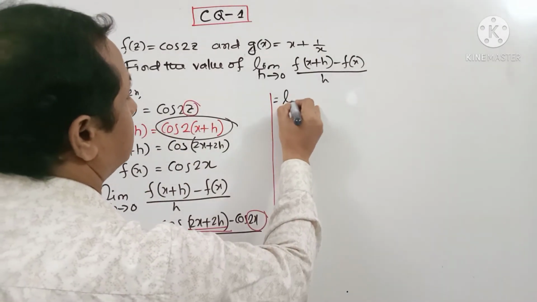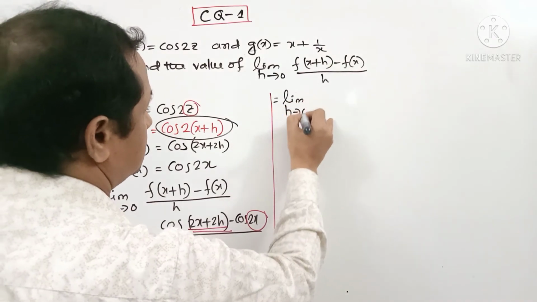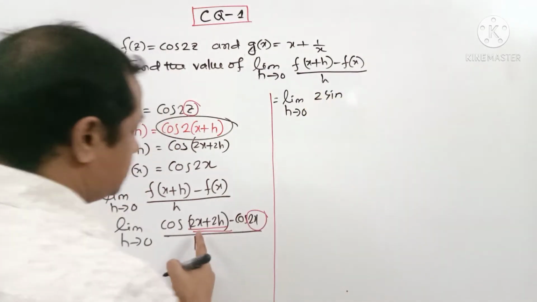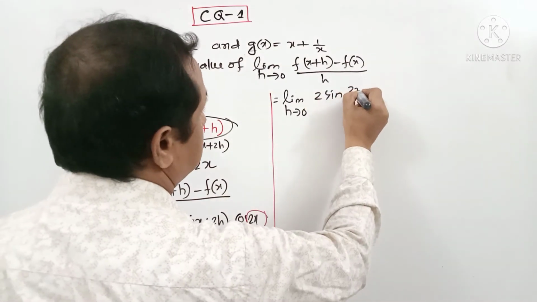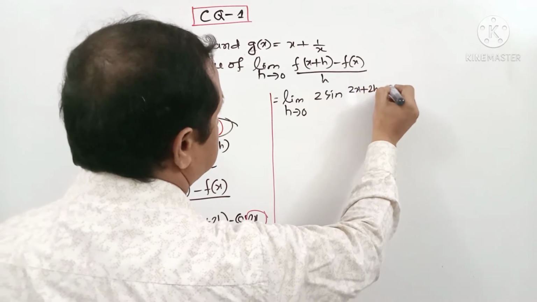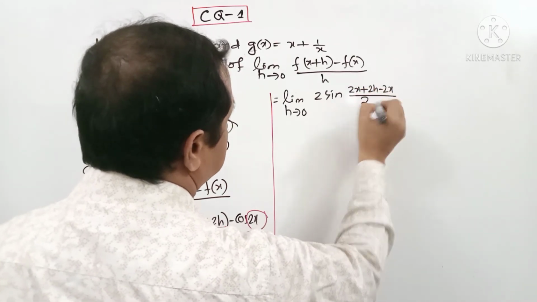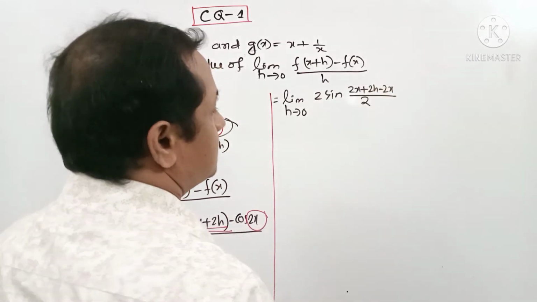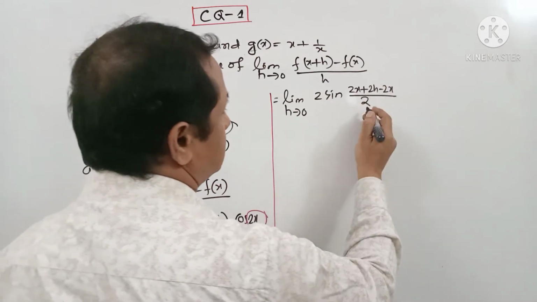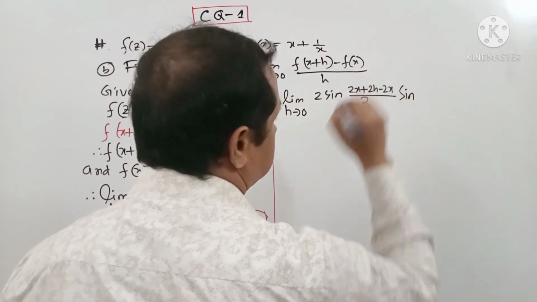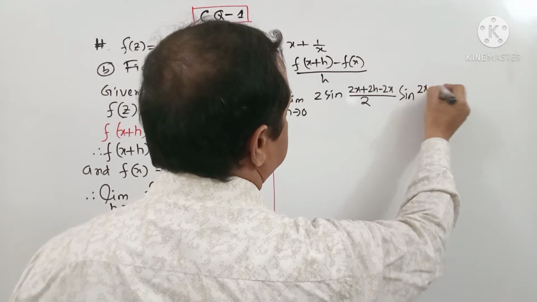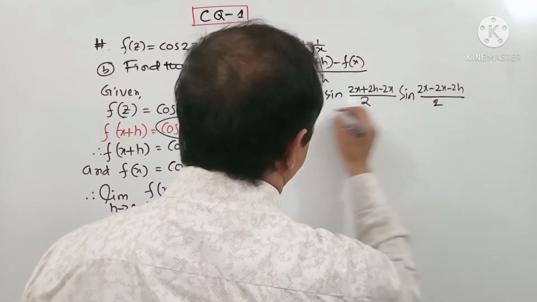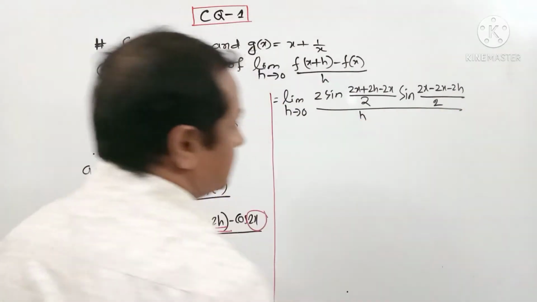So using this formula, student, here limit h tends to 0 of 2 sin((c plus d)/2). Here c is 2x plus 2h and d is 2x, so c plus d by 2, into sin((d minus c)/2). Here d minus c is 2x minus 2x minus 2h by 2, and the denominator is h.